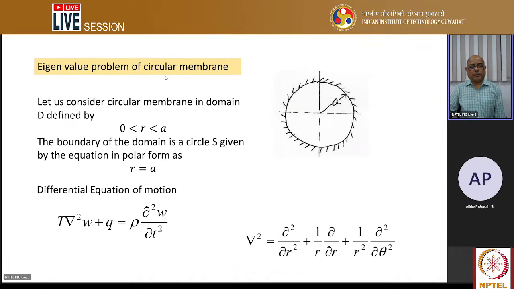Then we have come to the circular membrane. As I told you, the equation for circular membrane is very convenient to solve using the polar coordinate system. So Laplacian operator in polar coordinate system is different. But if I consider the axisymmetrical condition, then these quantities are independent of theta. So therefore, derivative of all quantities with respect to theta will be 0. So the Laplacian operator will be in this very simple form.